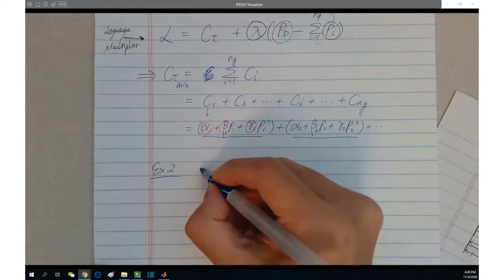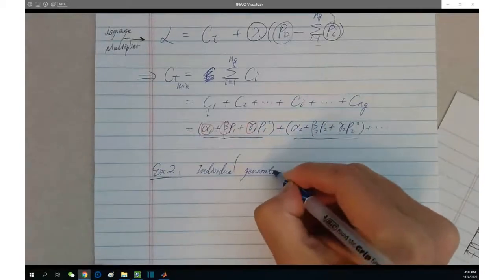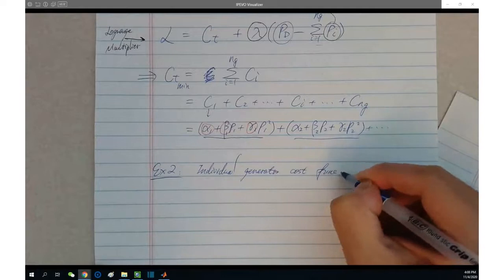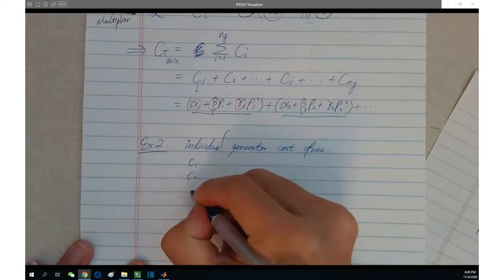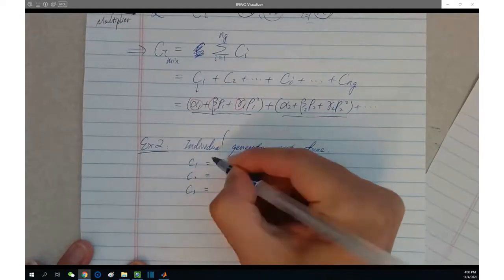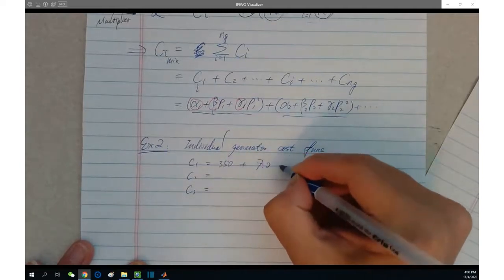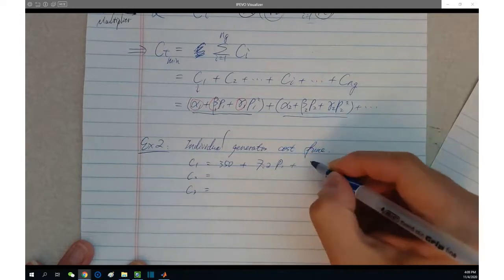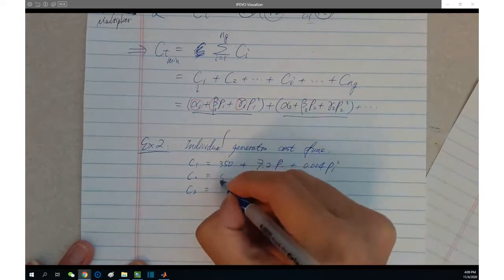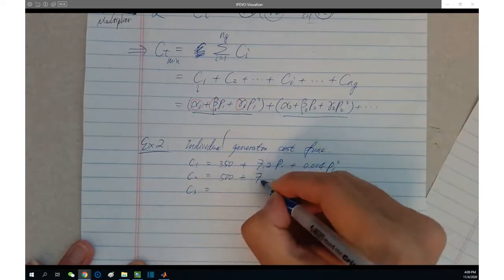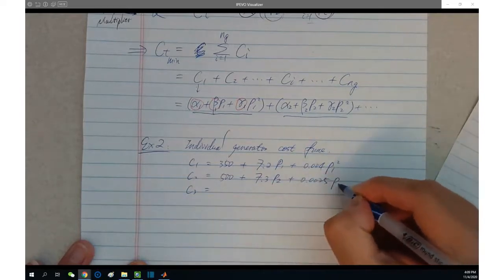giving you the individual generator cost function. Three generators, of course, this time. C1 equals 350 plus 7.2 P1 plus 0.004 P1 squared. C2 equals 500 plus 3 P2 plus 0.0025 P2 squared.